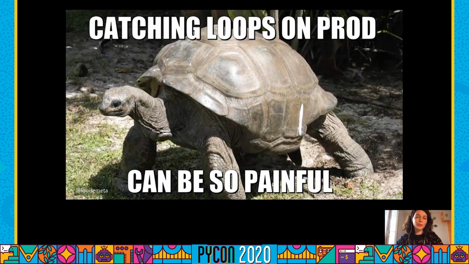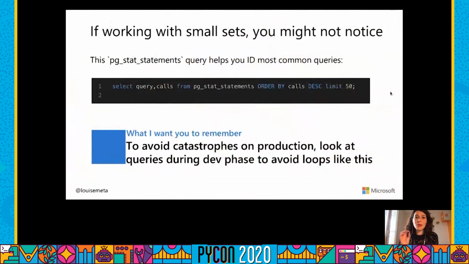A little thing about loops before we move on to something else. Catching loops in production can be really painful. It can be really, really bad for you. Imagine if you have this happening with 100 people connected, and so you end up with thousands of queries. So you don't want to catch loops in production. So really remember something: you should always look into your queries to make sure that you didn't forget a loop.